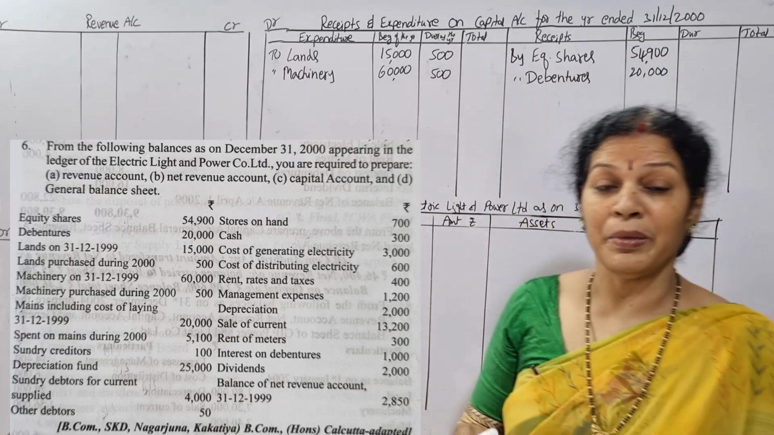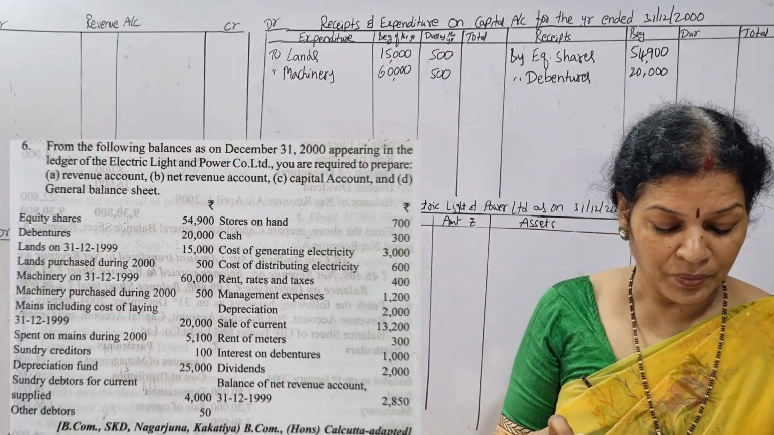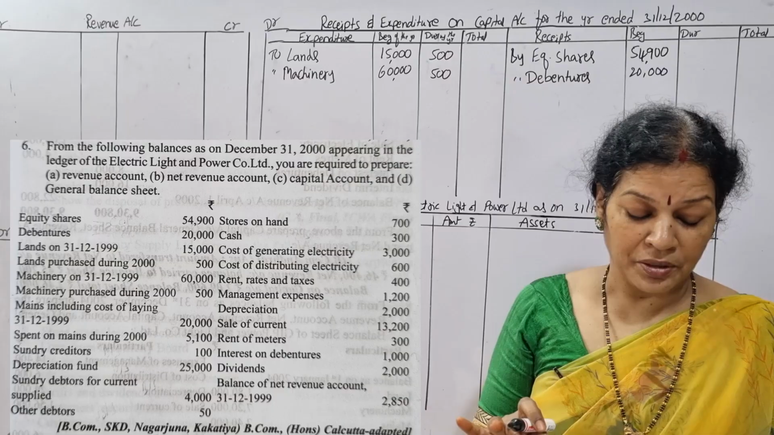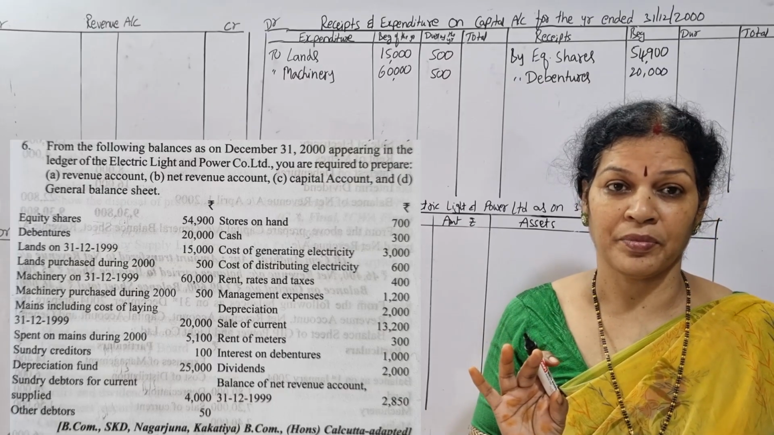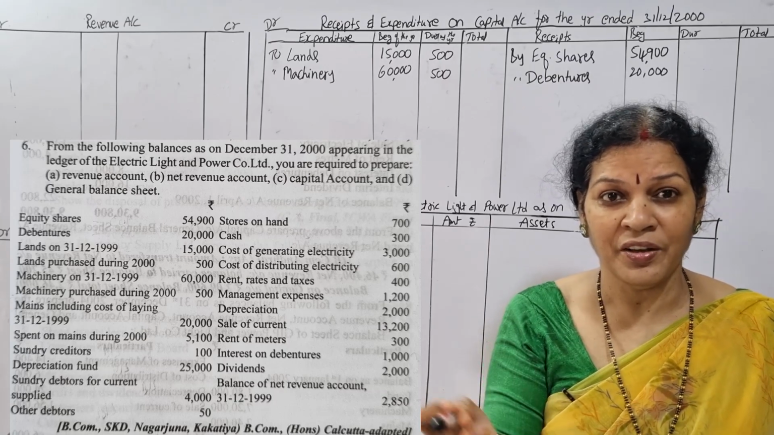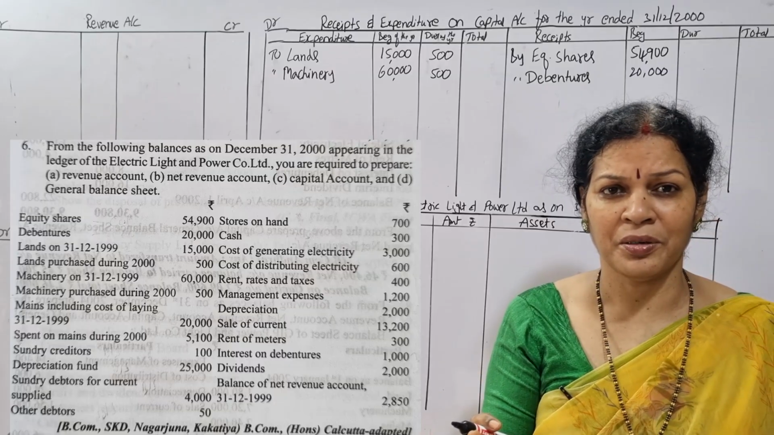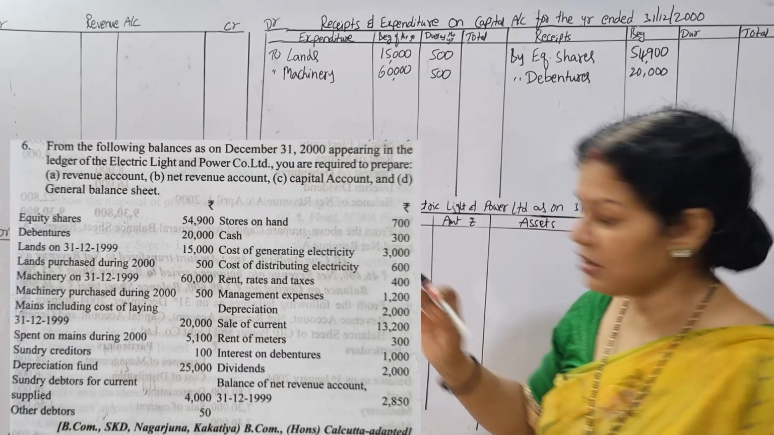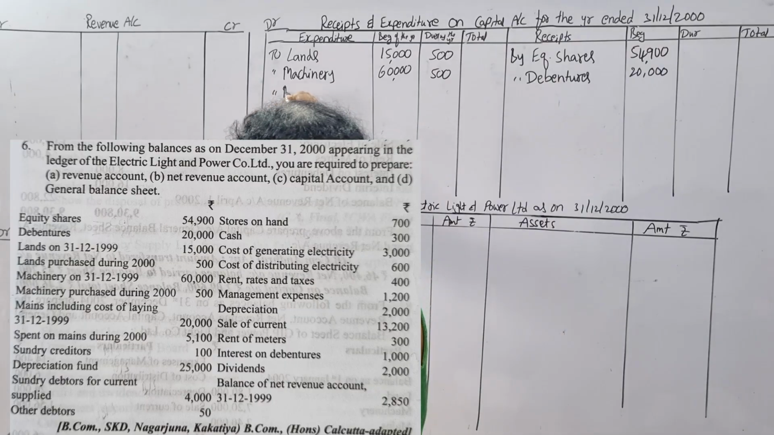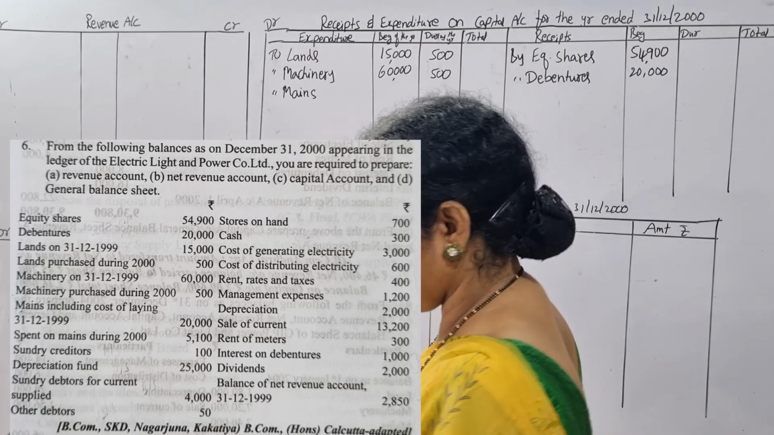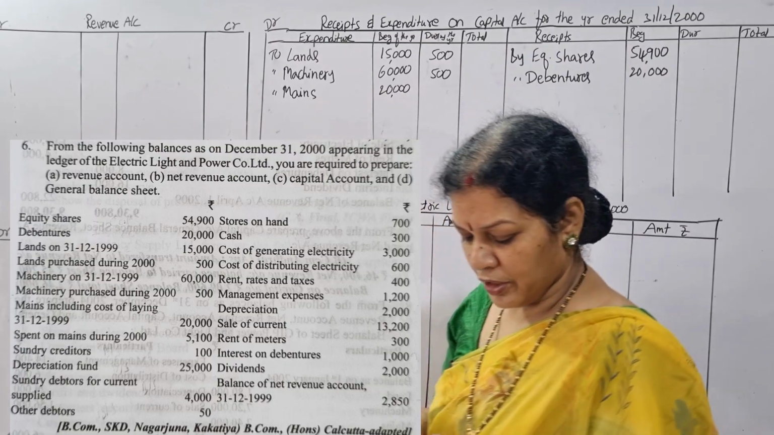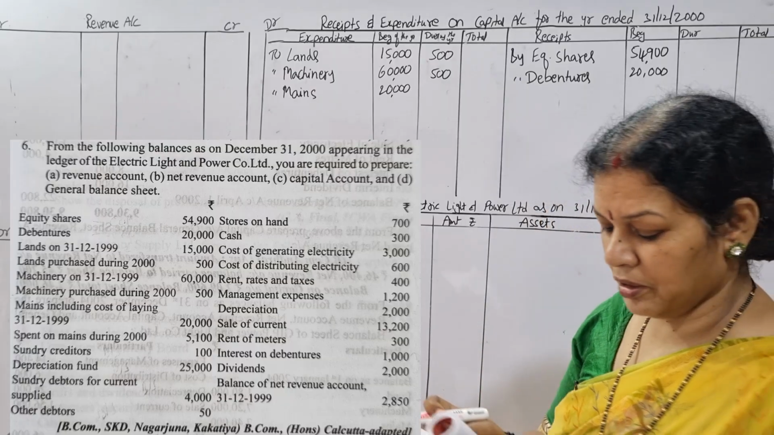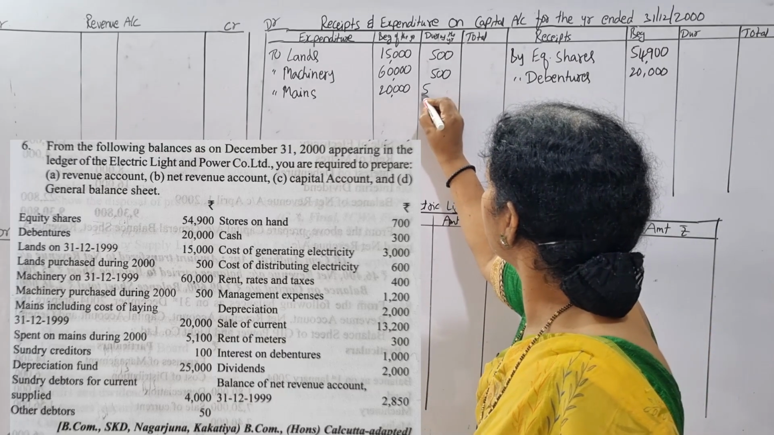Next, mains including cost of laying, 31st December 1999. Mains means always remember, fixed asset. In electricity companies, mains is a fixed asset, just like furniture, machinery, in the same way. So mains are 20,000. And spent on mains during 2000, it is 5,100.